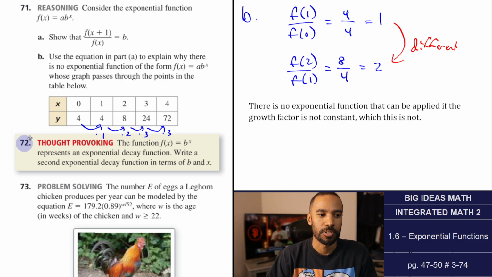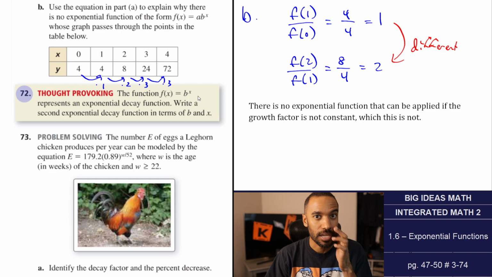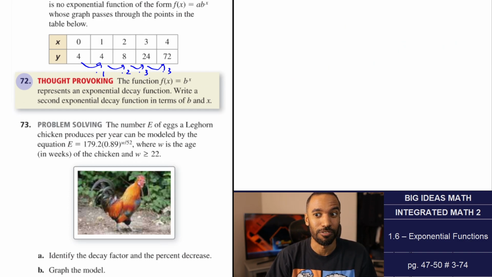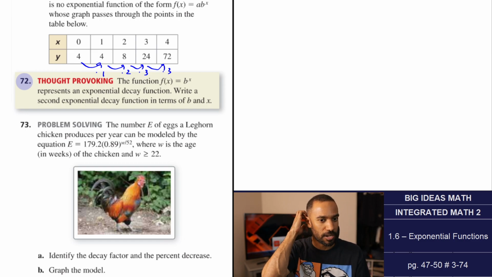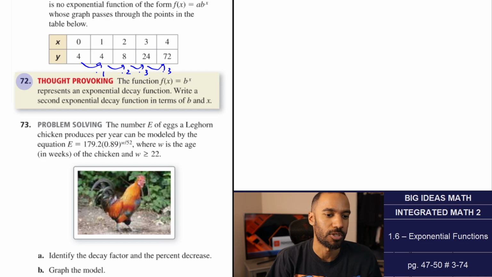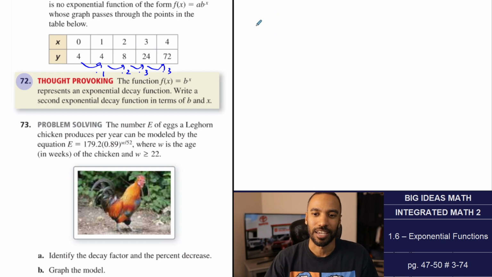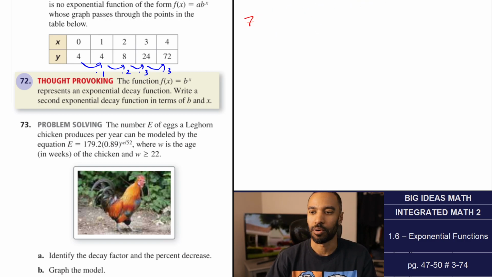All right, number 72, thought-provoking. And for all the times that I've seen thought-provoking, it means open-ended. So we'll see what this means, or at least from what I recall. The function f of x equals b to the x represents an exponential decay function. Write a second exponential decay function in terms of b and x. Yeah, this sounds open-ended. As in, like, come up with something yourself. Oh, I do not want red.